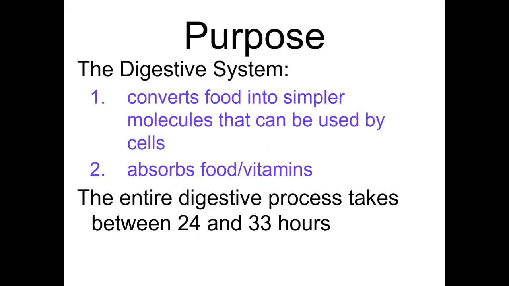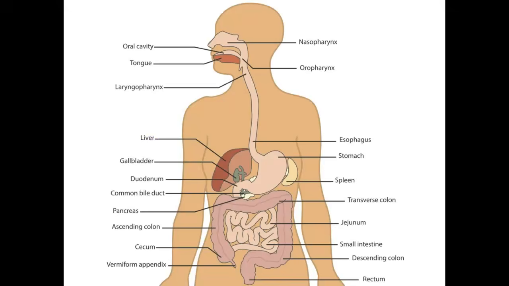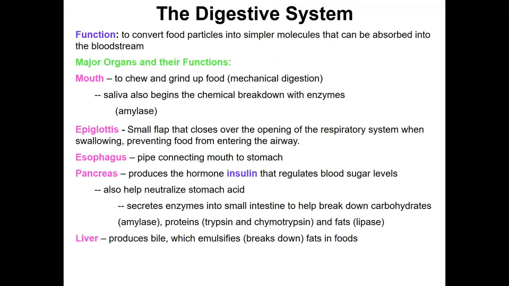Digestive system is your eating. It converts food into simpler molecules that can be used by cells like glucose, absorbs food and vitamins. The entire digestive process takes between 24 and 33 hours. And there's a picture of all of the different components of the digestive system.